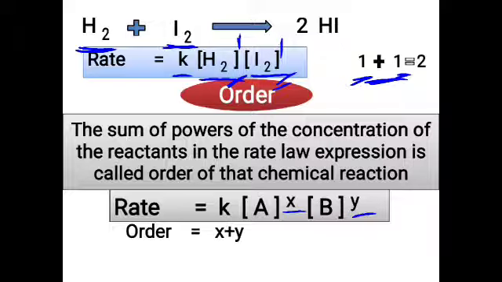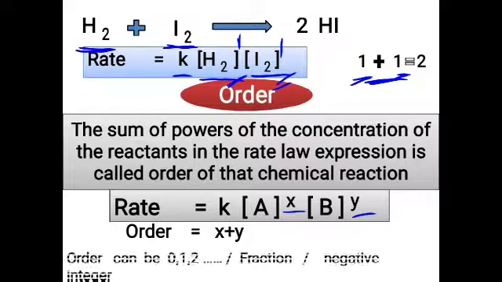But remember, order can also be in fractions and it can also be negative, because if you are increasing the concentration of the reactant and the rate decreases, then you will get a negative value for it. So order can be of different types. It can be a whole number like 0, 1, 2, it can be a fraction, or it can even have a negative integer value. Now let's see a few example problems related to the order of the reaction so that this concept becomes clear to you.